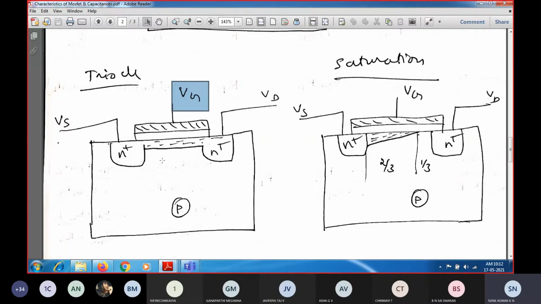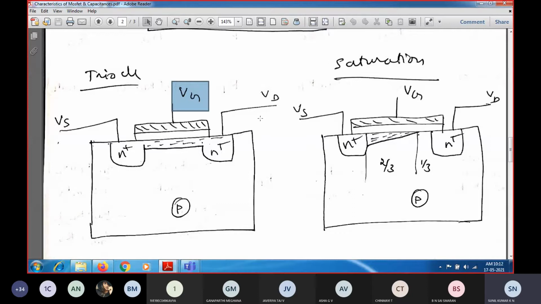Into COX, which is the oxide capacitance per unit area. Half of that is given for the CGS effect and half of that is given for the CGD, so half into W into L into COX gives the value of the gate to drain capacitance.